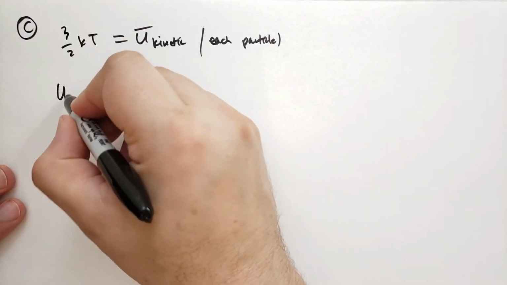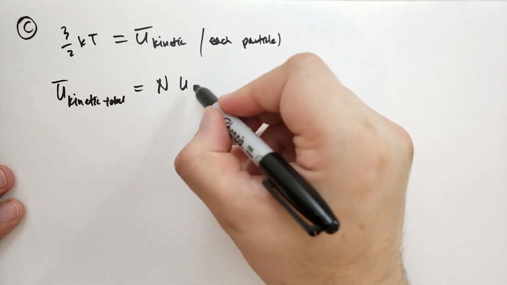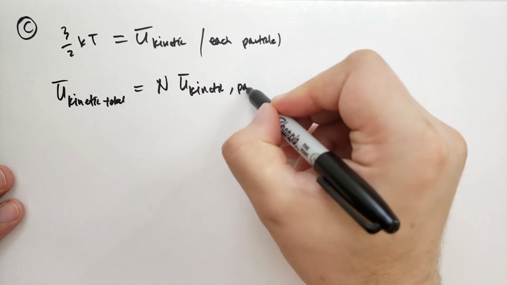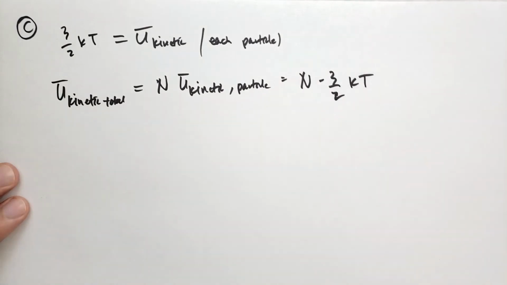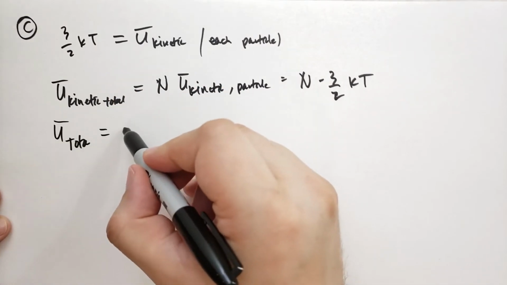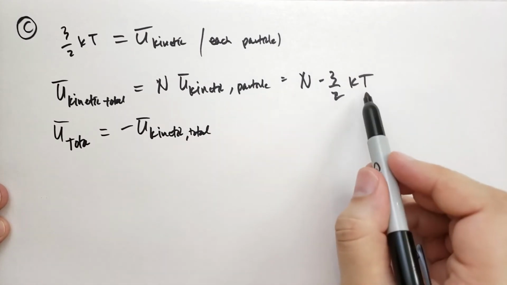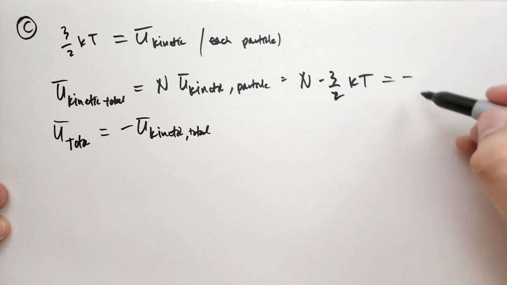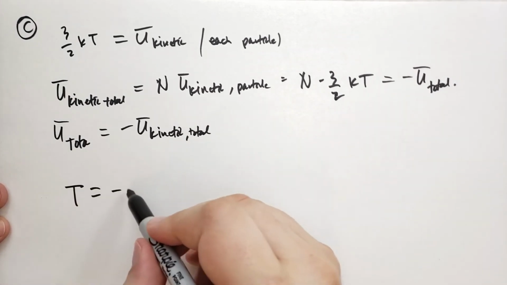The total kinetic energy is going to equal the number of particles times the kinetic energy for each particle, which is just going to be N times 3/2 kT. So we want to express the temperature, where T is the average temperature. Express the total energy of a star in terms of its average temperature. So the total energy of a star is equal to minus the kinetic energy. So we're going to say that this is equal to minus the total energy. So T is equal to minus the total energy.